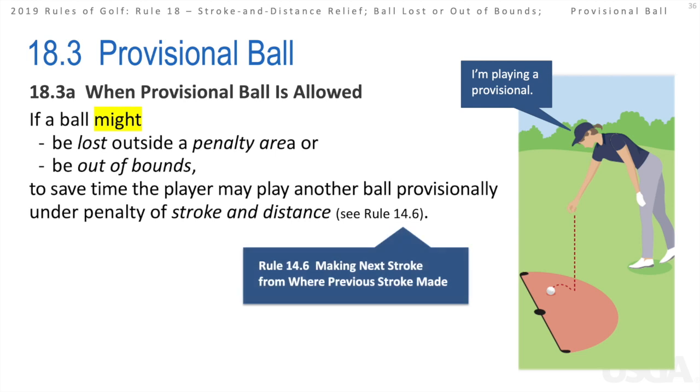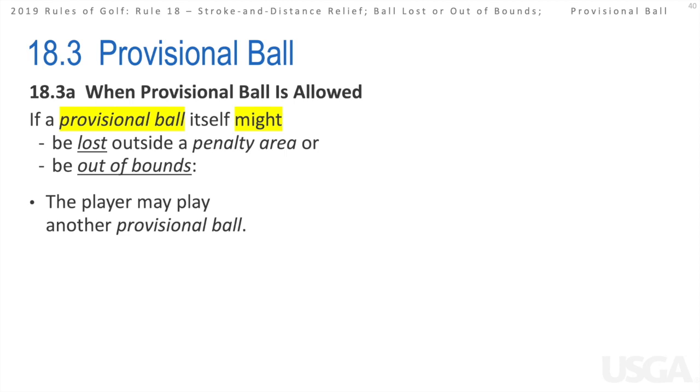A provisional ball can be played if a ball might be lost outside a penalty area or out of bounds. The whole intention of this rule is to save time, but there are some procedural things that the golfer has to do when they're playing a provisional ball. A provisional ball itself might be lost outside a penalty area, or be out of bounds. In that case, the player may play another provisional ball.